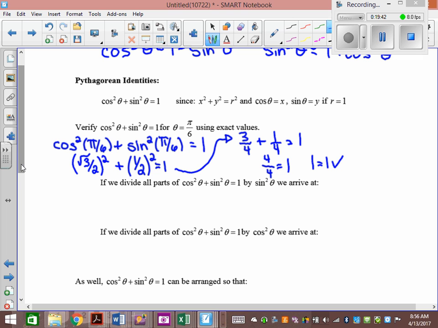On a test, if we were to see this question and it didn't equal 1, would you say, oh, okay? If they say verify, they're saying verify it works. Show the work.